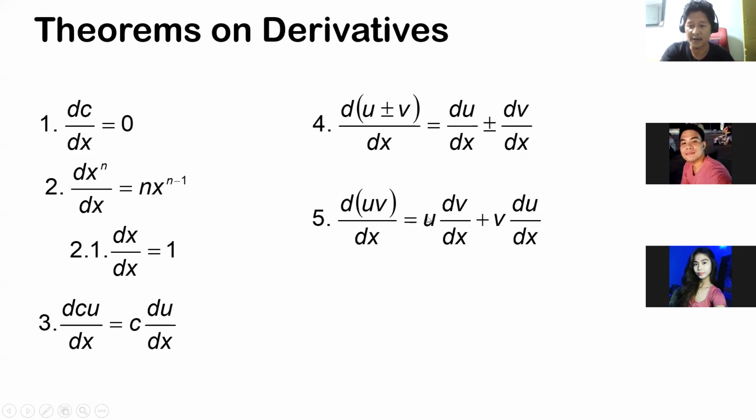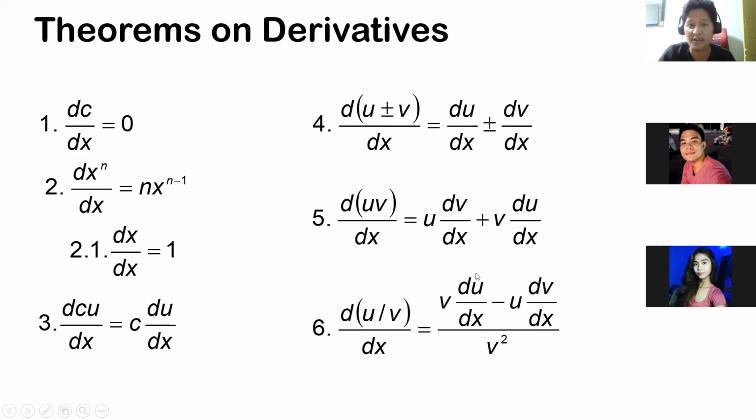The product is not like the sum and difference, where the derivative of the sum is the sum of the derivatives. For the product, the derivative of a product is not the product of the derivatives, but instead we have this formula. We first copy the first factor times the derivative of the second, plus copy the second factor times the derivative of the first.